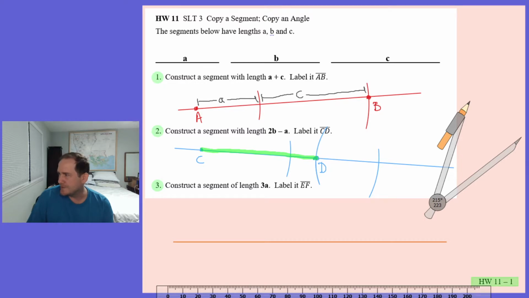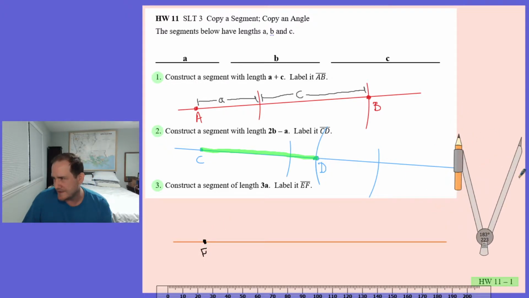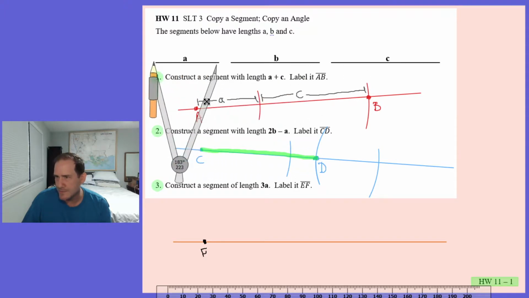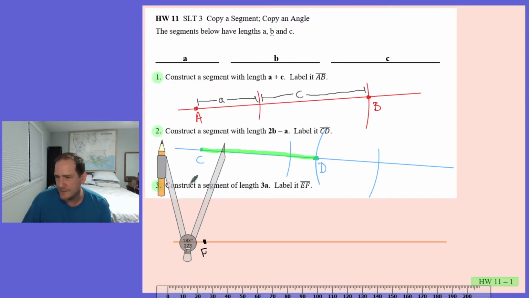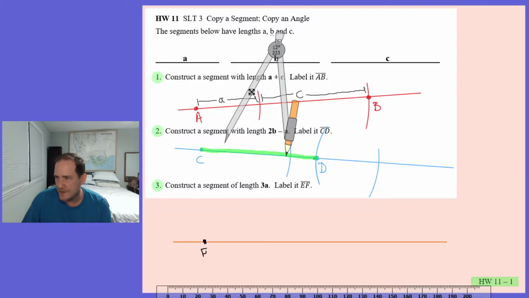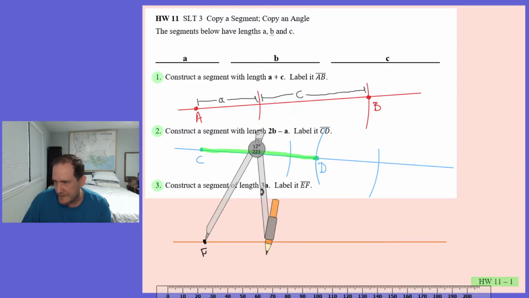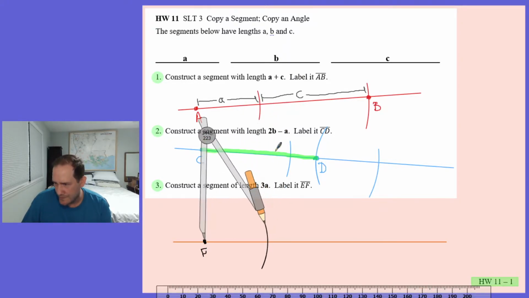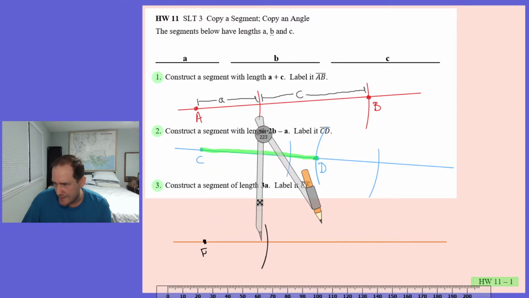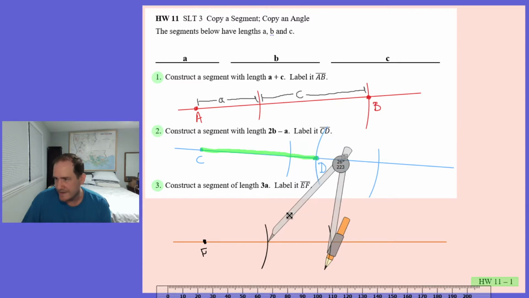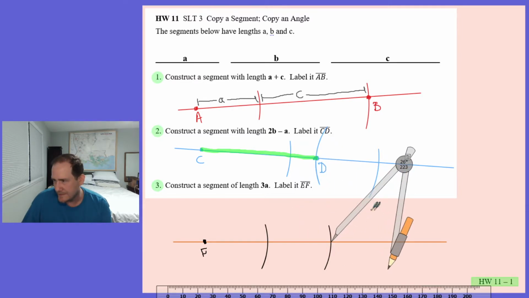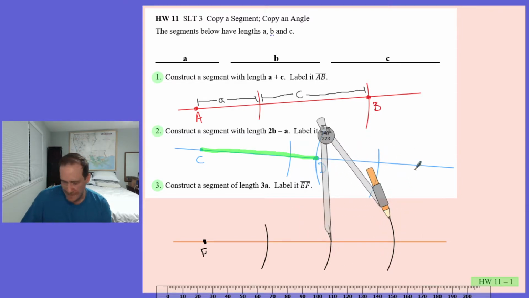This segment is supposed to be called EF, so I'll pick a point on it randomly, and I'll call it E. And I think my compass should already be set to the length of A from the last problem. Yeah, I'm already set to A. So I'll just take my compass, I'll center on F, and I'll swing A once. Then I'll go to that point of intersection. I'll swing A again, and then I'll go again, and I'll swing A a third time. And then that should be it.